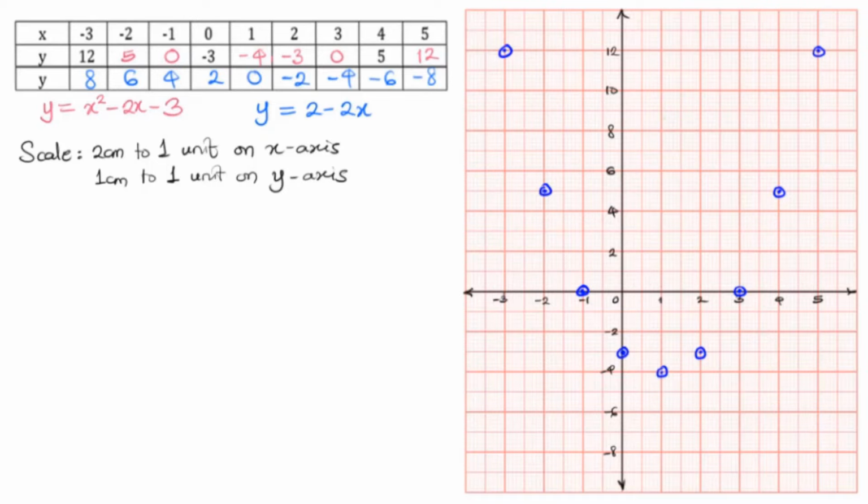If you are using your French curve or your broomstick, you should have something that looks like this as the line of best fit, joining all of those points together. Okay, and then from the question, we're told that we have to find the root of the equation.